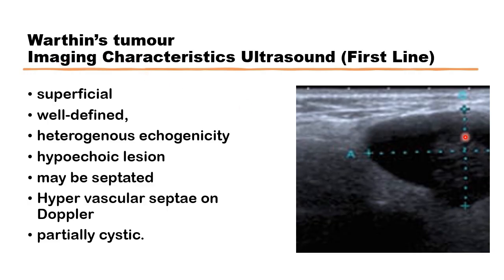The lesion would be usually a superficial and well-defined lesion that is hypoechoic in general, but there will be other areas of heterogeneous echogenicity. The lesion may be septated. There may be obvious septi inside the lesion around the cysts, and these septi can be hypervascular on Doppler examination. The other areas of the tumor would be cystic.